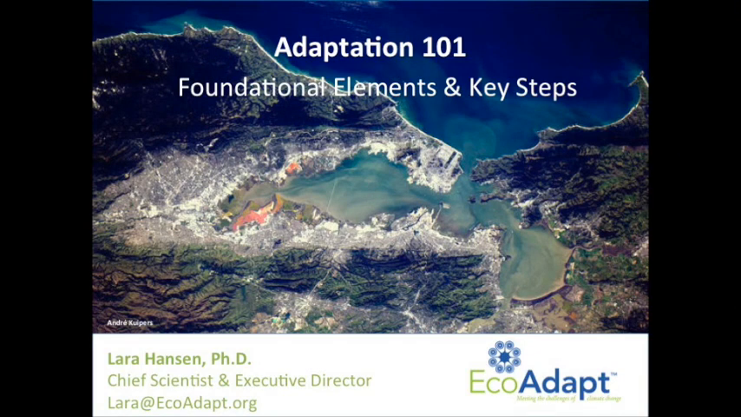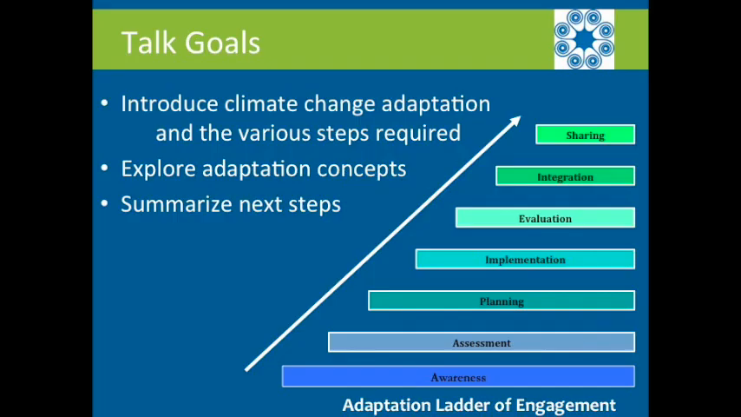Talk a bit about an introduction to climate change adaptation, sort of what are some tips on it, what is some scoping of it, and the various steps for getting there. Those steps are summarized on the right-hand side of the slide in case you want to read ahead. Exploring some adaptation concepts and summarizing some next steps.